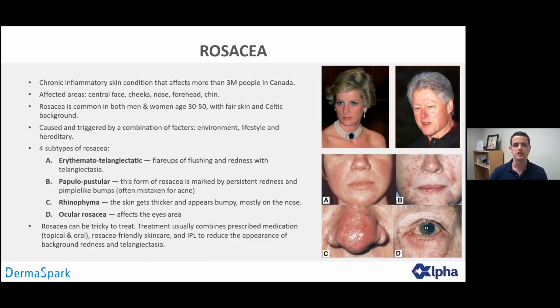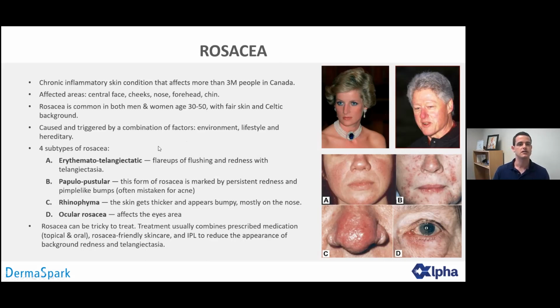Rosacea is common both in men and women. The onset of rosacea is usually between the age of 30 to 50, and the higher risk group is people with fair skin and Celtic background. These are risk factors that people of fair skin and Celtic background can usually develop rosacea more than people with darker skin tones. Okay, so this is a risk factor.